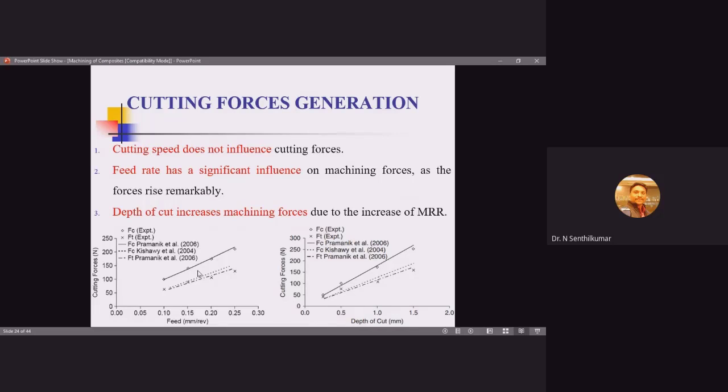Then cutting forces. The cutting speed has no influence on cutting forces. So only the feed rate will be influencing the cutting forces. But the cutting speed influences the tool wear. Cutting forces influence the tool wear. If there is high tool wear, then higher cutting forces will be there. That's a combinatory effect. But the cutting forces are being influenced mainly by the feed rate and some amount by the depth of cut.